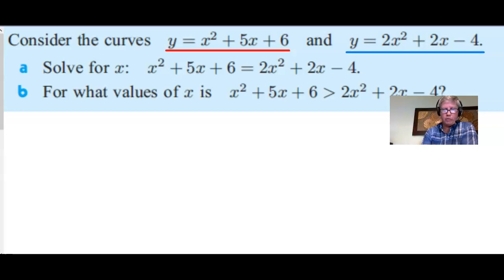But we're just doing y equals. So part A says solve it. So I'm not going to rewrite it.